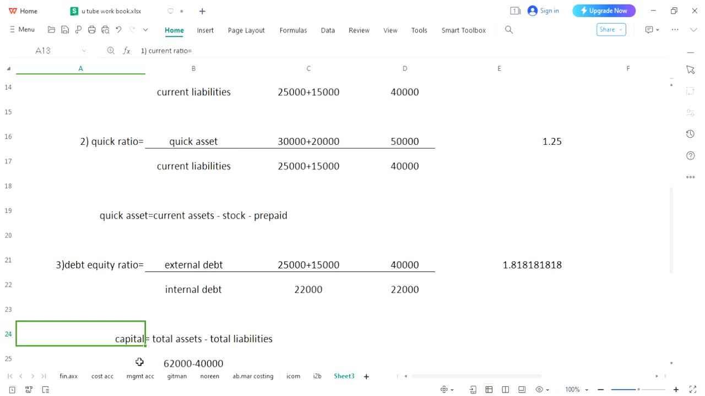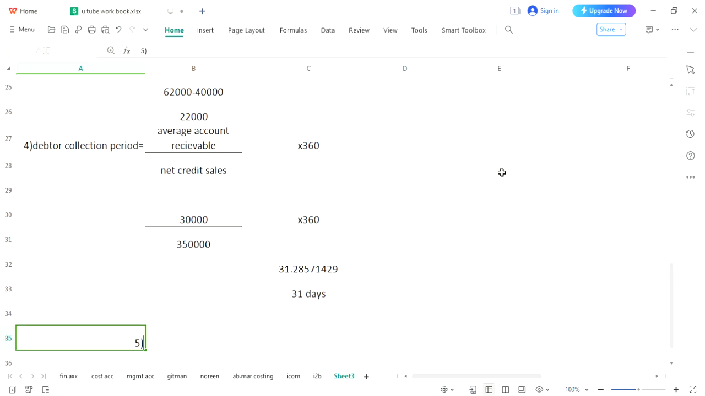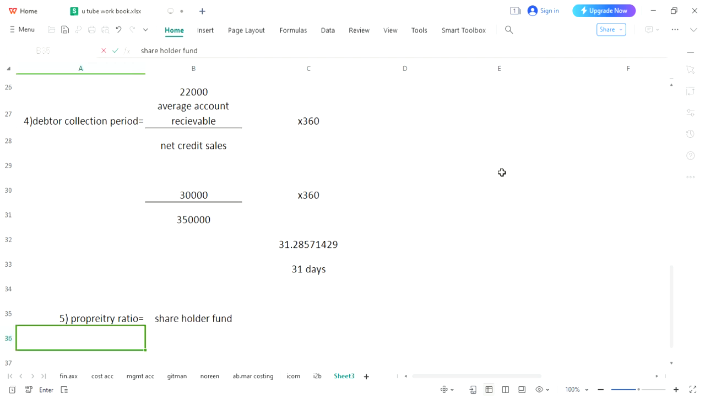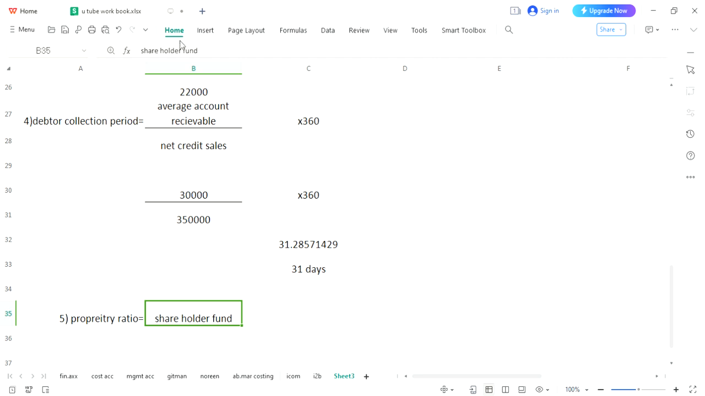Now let's see what is next. It is proprietary ratio. The formula is in your mind. We will write the heading first, proprietary ratio. And how would you calculate? Shareholder fund, and it would be divided by total assets. So here we are going to write total assets.